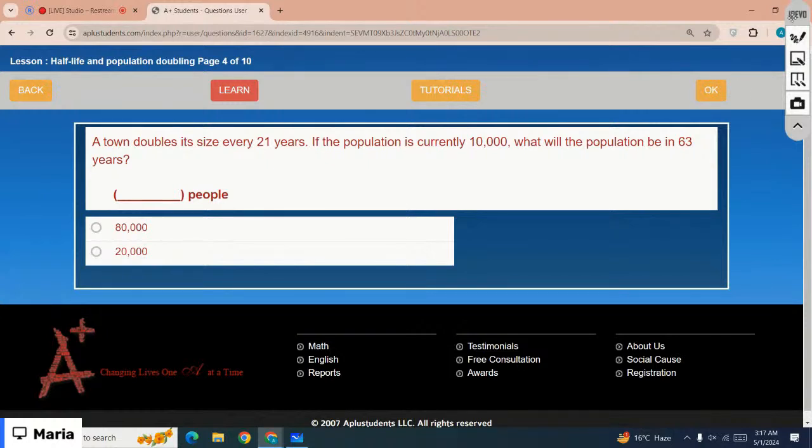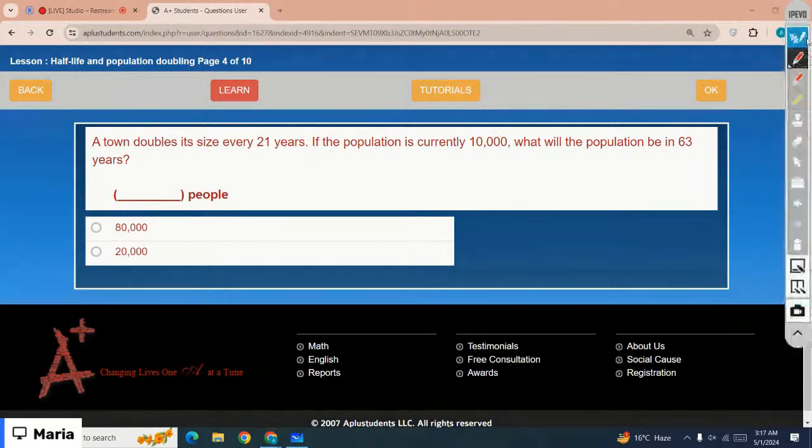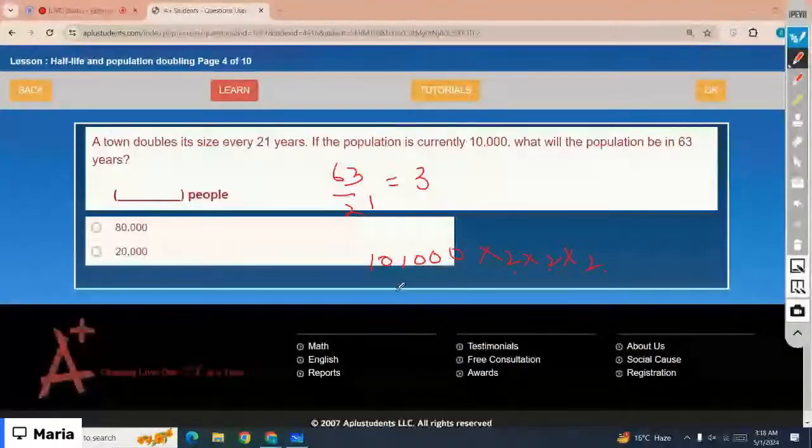So 63 divided by 21 is 3. 3 times it would be doubled, right? So 10,000 doubles the first time, and you have to do it 1, 2, and 3 times. 2 times 2 is 4. 4 times 2 is 8. That would be 80,000. After 63 years, the correct option is 80,000.